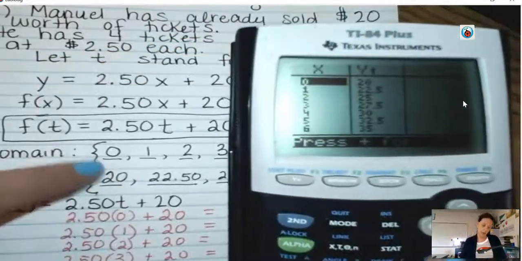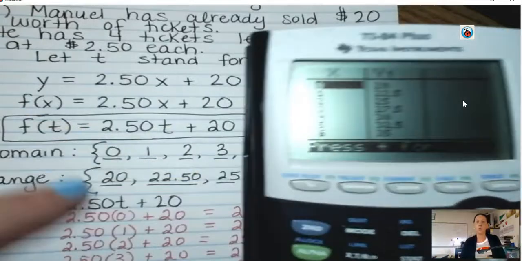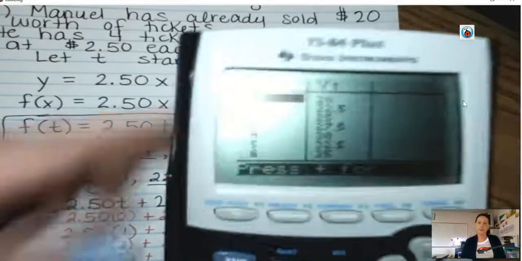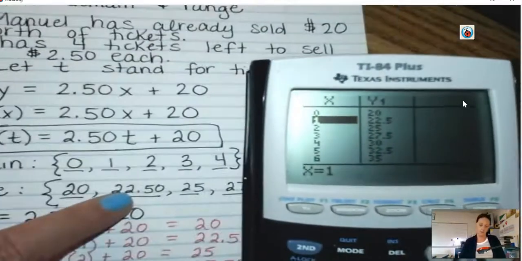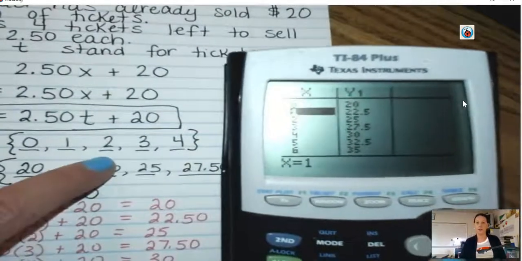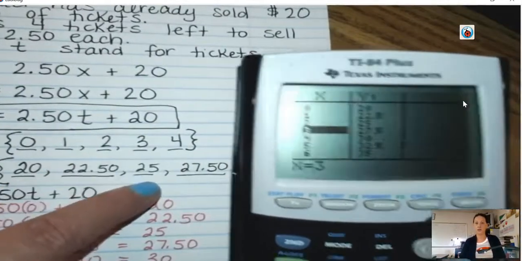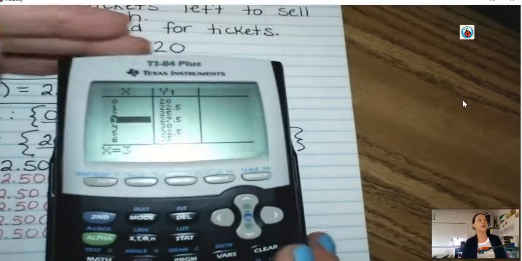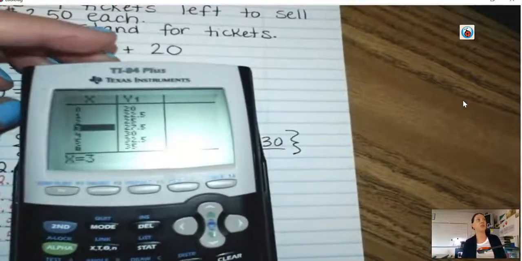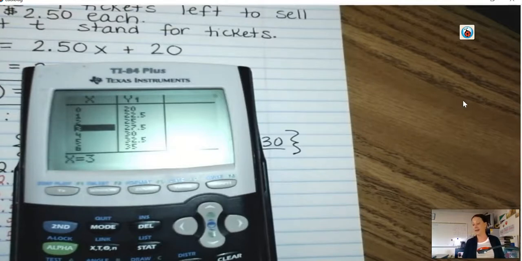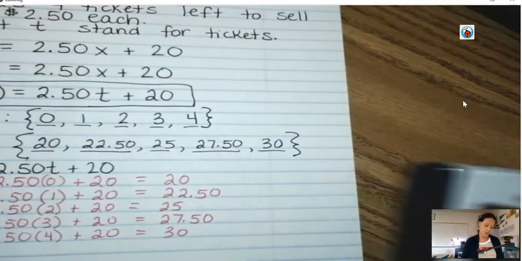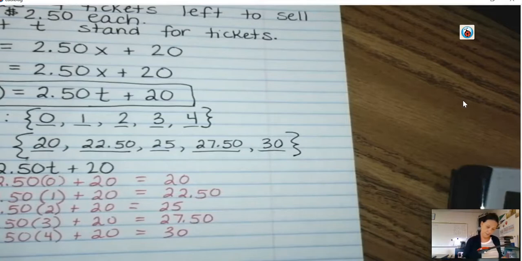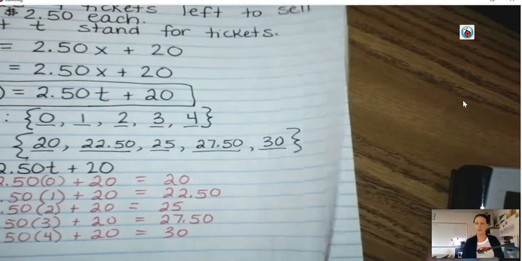Okay, so when X was 0, Y is 20. And then scroll down. When X is 1, Y is $22.50. When X was 2, it was $25. So you don't actually have to do all of this work. You can just put the equation into your graphing calculator and use that. So if you have a graphing calculator, I highly suggest you use it. If you don't have one, I highly suggest you get one. Okay, that was that for that. We did domain right. Yes. Okay, 4B. Let's do another one like that.